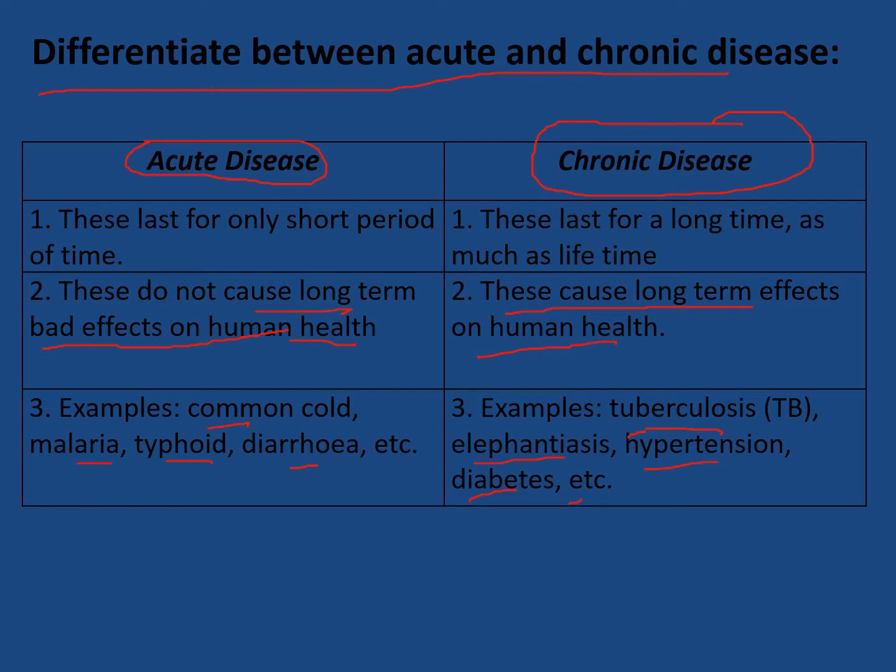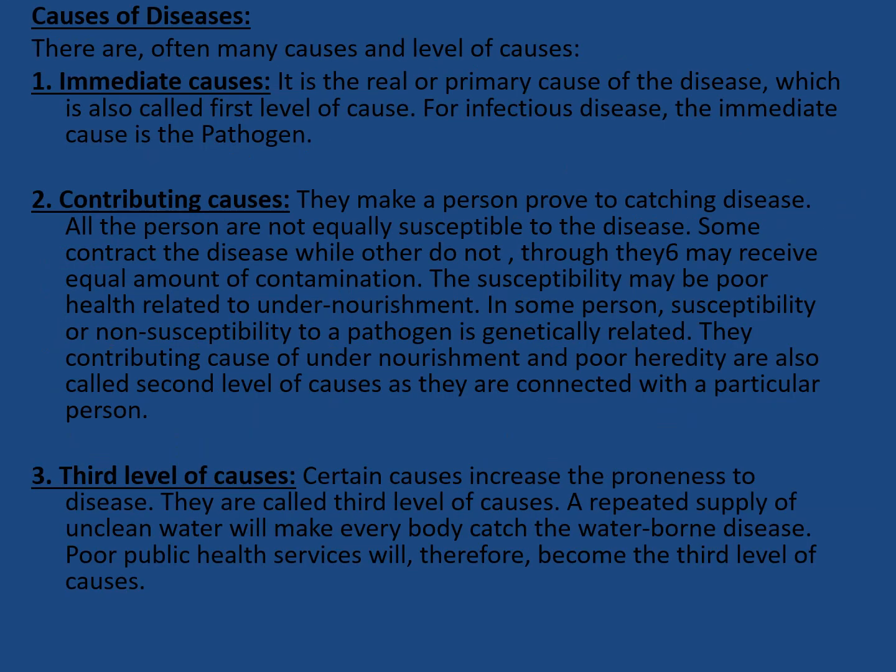The next, okay. Now look here, these are the causes of the disease. What are the causes of the disease? There are so many causes, but I've selected only a few. There are three of them. The first one is what? Immediate causes. Immediate causes, we can say that this is also primary causes, okay. These primary causes are mainly done by the infectious agent, that is the pathogens.